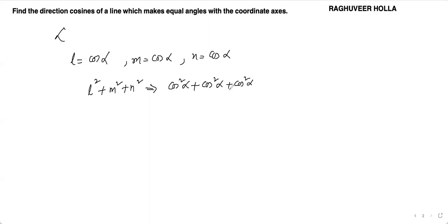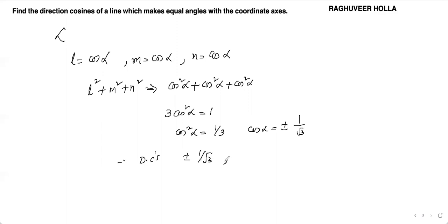So now, which is 3 cos square alpha, which is equal to 1. So cos square alpha is 1 by 3, or cos alpha will be plus or minus 1 by root 3. Therefore the direction cosines of the lines are plus or minus 1 by root 3, plus or minus 1 by root 3, and plus or minus 1 by root 3.